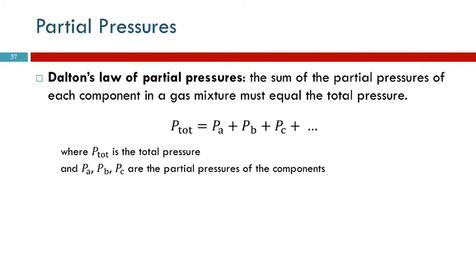That brings us to Dalton's law of partial pressures. Dalton's law says that the partial pressures of the individual components add up to equal the total pressure. So it's often expressed this way, P total, the total pressure, equals the partial pressure from component A plus the partial pressure from component B plus the partial pressure from component C, where these letters A, B, C are just standing for different components. It doesn't matter how many different gases are in there, the partial pressures of each of them added up will give you the total pressure.